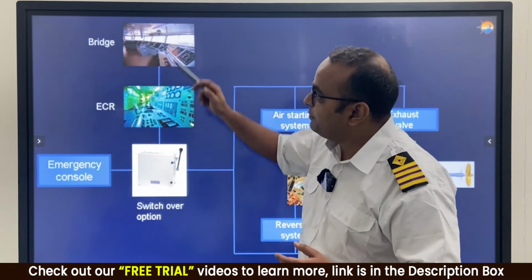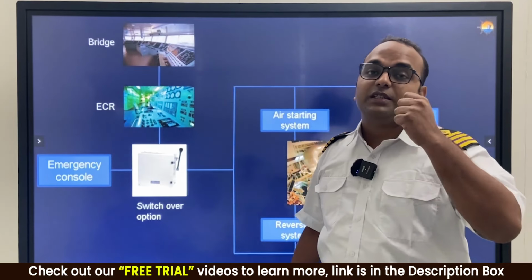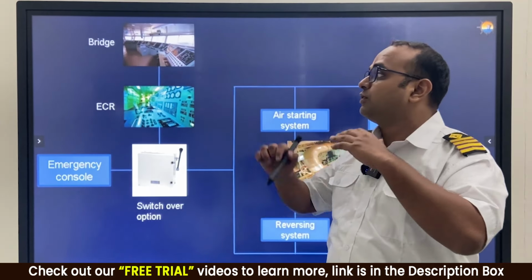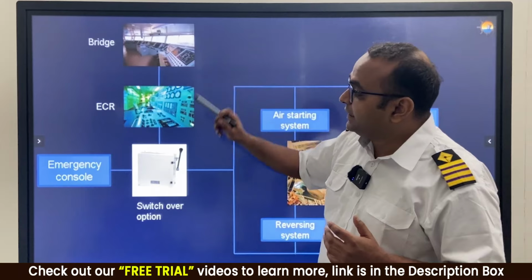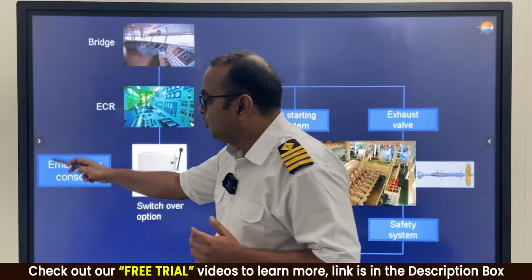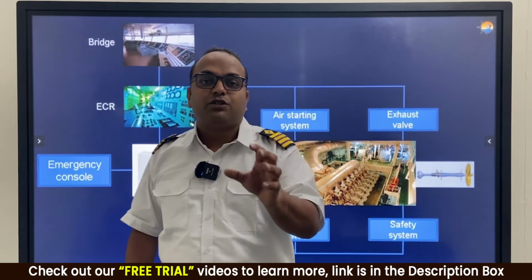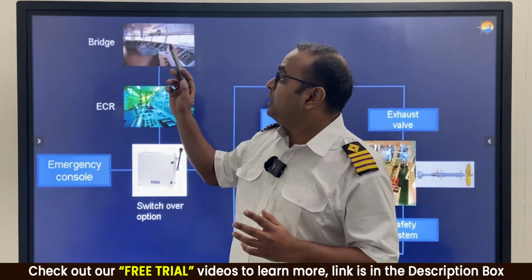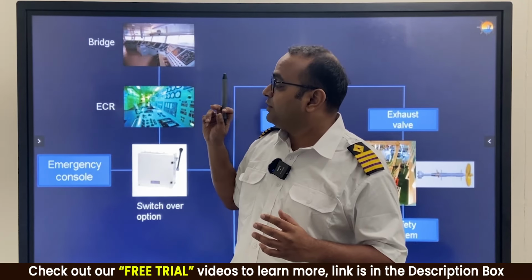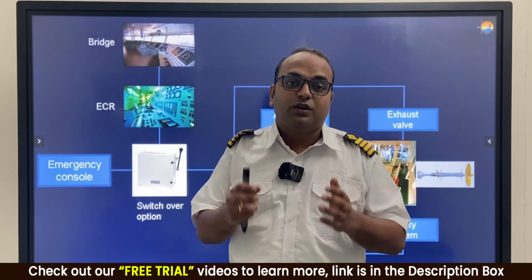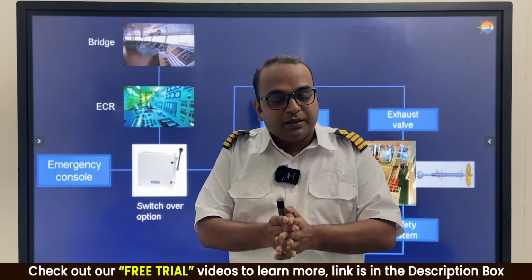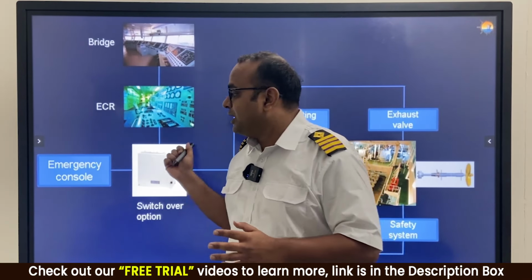For example, we have a bridge. A bridge is a place from which you can start, stop the engine, or do all the functions. The same functions you can do from the ECR. Then we have an emergency console, which is next to the main engine. In case you are not able to start from the bridge or from the engine control room, there is a provision given that you can start locally, near to the engine.